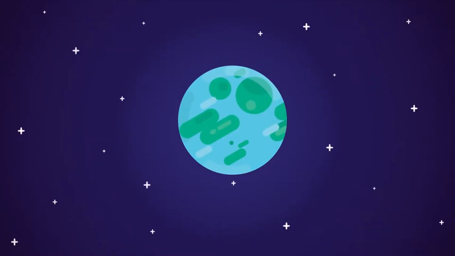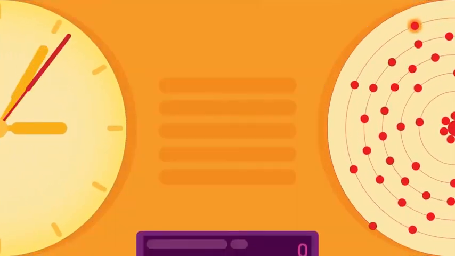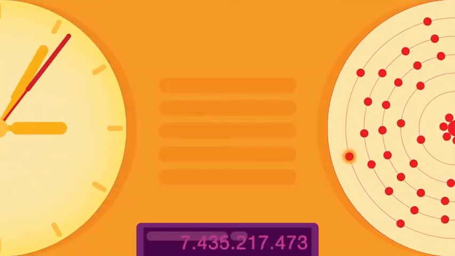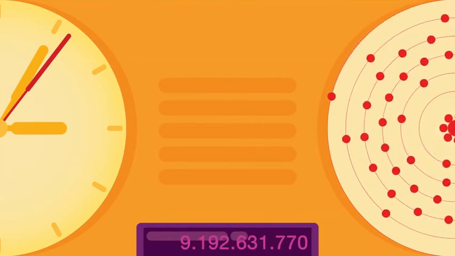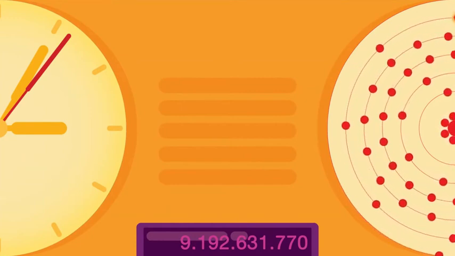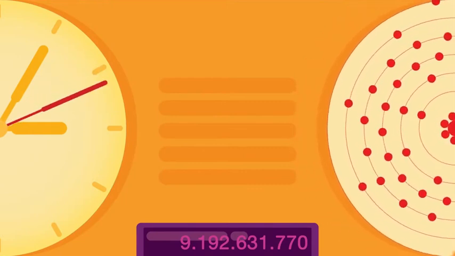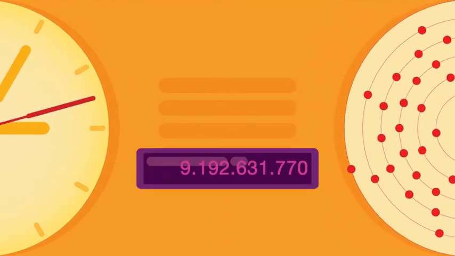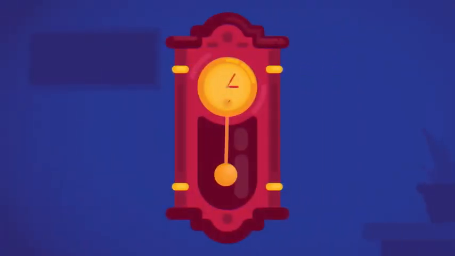In the International System of Units, SI, the unit of time is the second. But what really is a second, and how is it calculated? One second is the time that elapses during 9,192,631,770 cycles of the radiation produced by the transition between two levels of the cesium-133 atom. This is determined by an atomic clock, also known as a radio clock. Heard of that before? Let's first take a look at a pendulum clock.